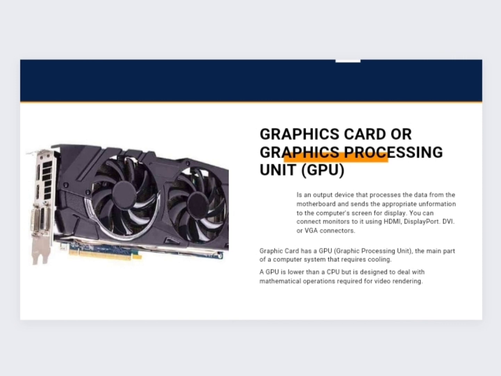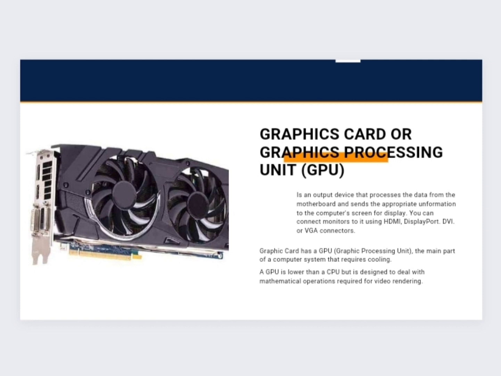It is an output device that processes the data from the motherboard and sends the appropriate information to the computer screen for display. You can connect monitors to it using HDMI, DisplayPort, DVI, or VGA connectors. A graphics card has a GPU, graphics processing unit. The main part of a computer system that requires cooling.